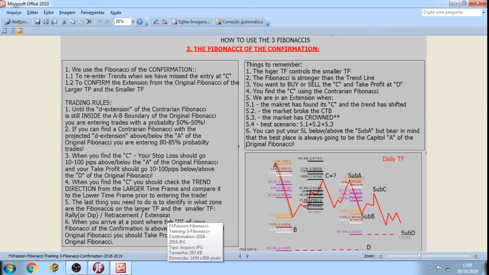And let's continue to build our knowledge upon this picture. This is the third Fibonacci that we are learning, the so-called Fibonacci of the confirmation. Number one, we use the Fibonacci of the confirmation to re-enter trends when we have missed the entry at C, and number two, to confirm the extension from the original Fibonacci of the larger time frame and the smaller time frame.